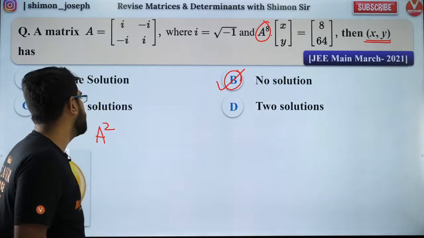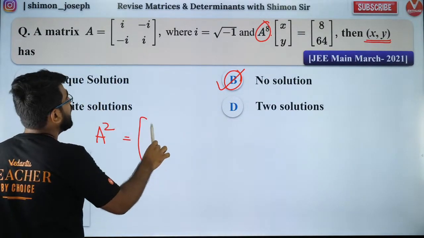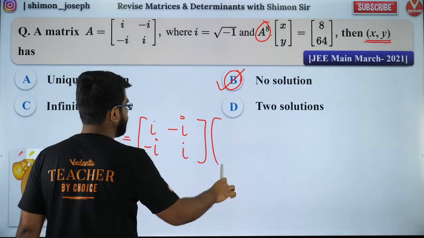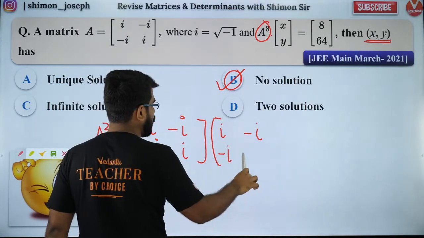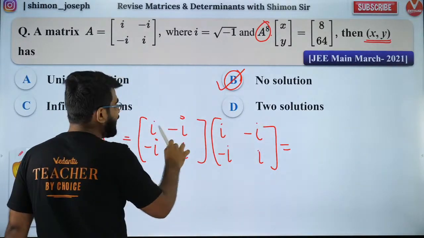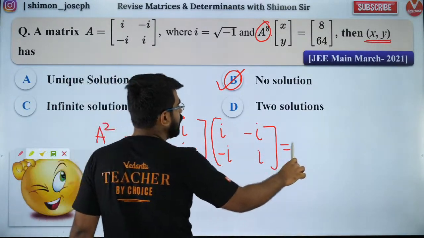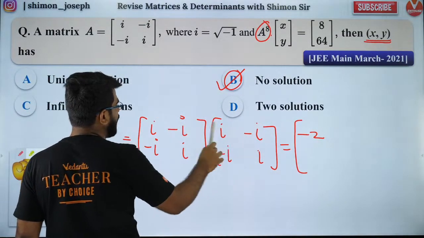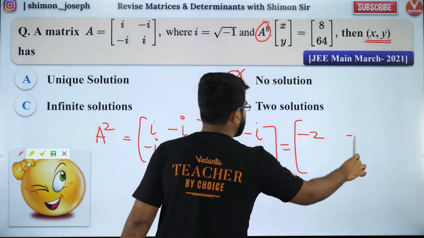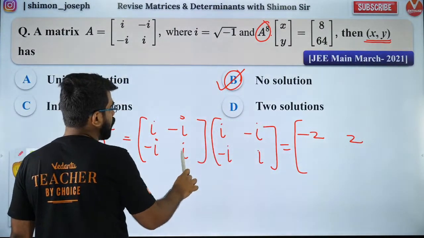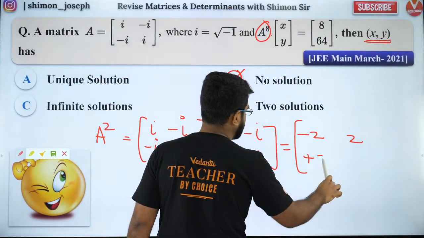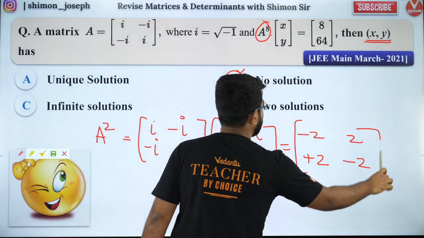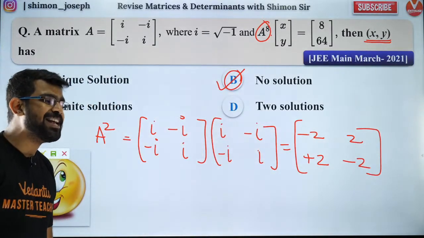The answer is option B. So first let's find A square. What is A square? Iota minus iota minus iota iota. So that into the same thing. Iota minus iota minus iota iota. So that will be equal to what? I square plus I square, which will be -2. Then you'll have minus I square, which will be +2. Then you'll have minus I square, which will be +2. Then you'll have I square plus I square, which will be -2. Is that correct, my dear students? Is my A square correct?